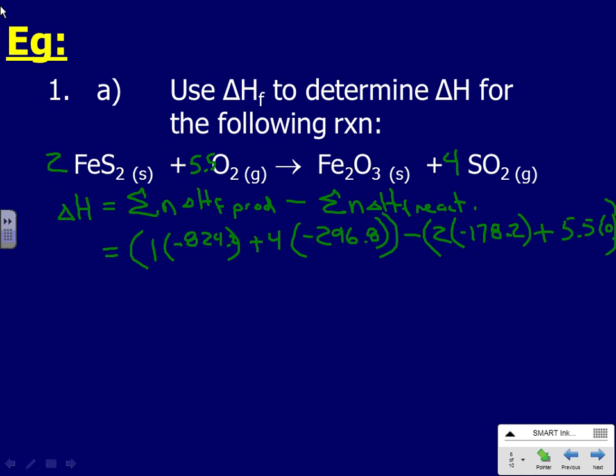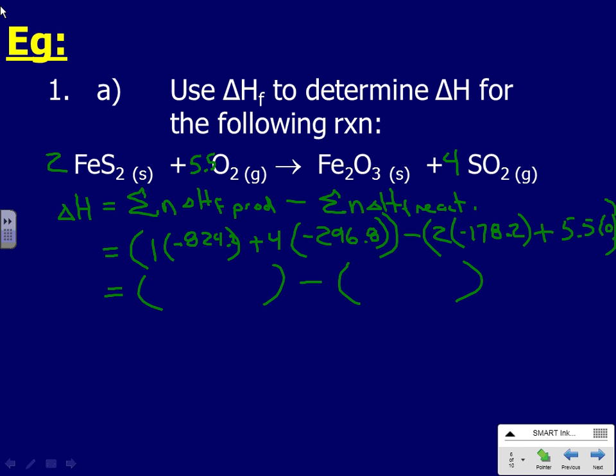The way I like to do this, and I suggest you do it this way, find the sum of the first bracket, find the sum of the second bracket. Don't do it all in one shot, because you've got so many negatives and other negatives in there, things get lost.